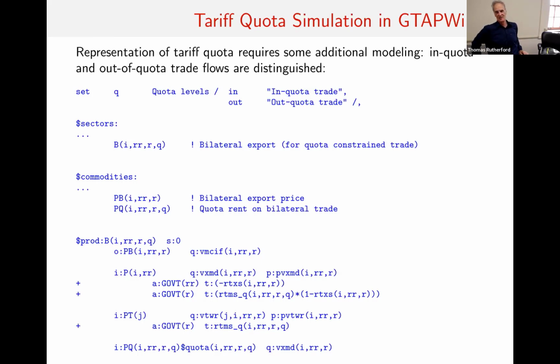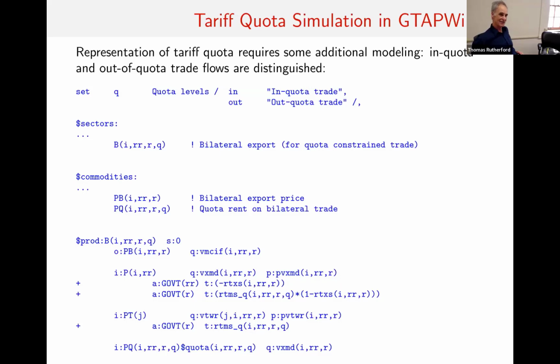And so my approach to this is, okay, you give me the policy and I grab the canonical GTAP-WiNDC model, and then I stick some additional stuff in to represent the policy. If I'm going to represent this policy, I need to track bilateral exports, because on quota-constrained trade, I need to keep track of how much imports come in in quota and how much comes in out of quota.